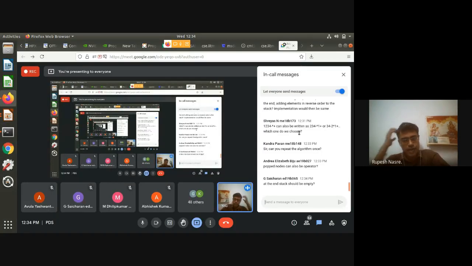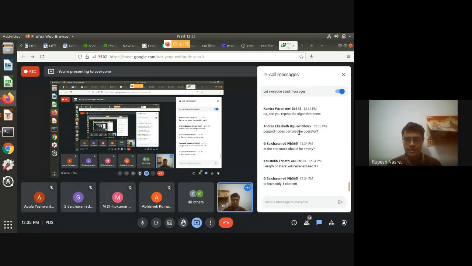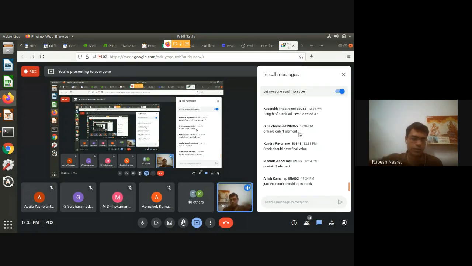Right. So at the end, Saicharan says the stack should be empty, right? But where is the value? Okay, Kaustubh says the length of the stack will never exceed 3. Yeah, that was my question. Can you have space for just two operators, a constant time, constant space operation like this? No, that is not the case, because you can have 1, 2, 3, 4 plus star slash whatever, and therefore you will need to push all of them. So the length of the stack can exceed 3.